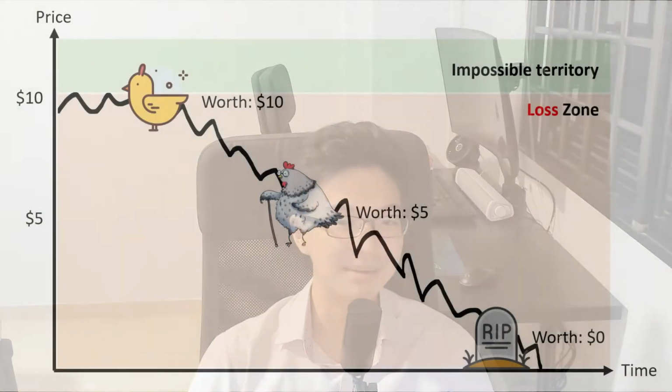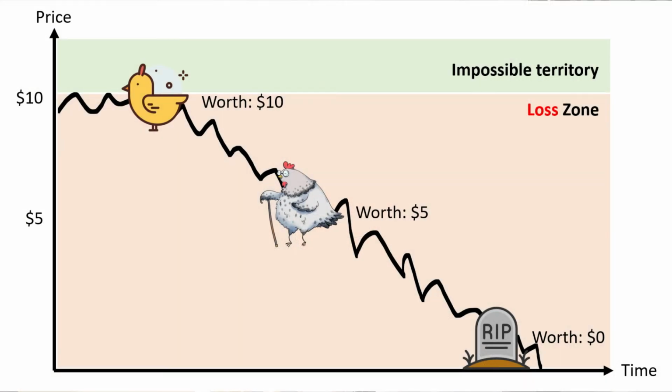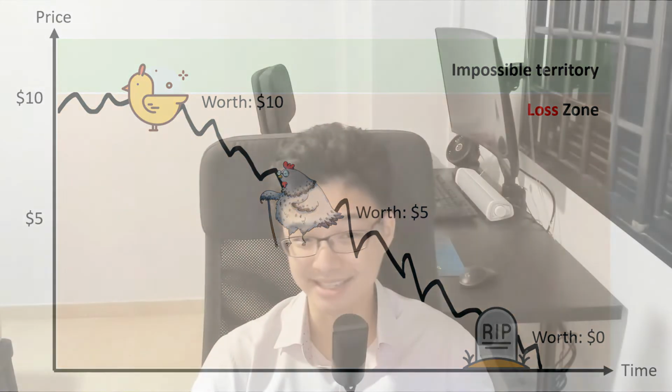Let me give you an example. If you know that the chicken is already starting to show signs of aging and its health is beginning to deteriorate over time, does it make sense for you to invest in this chicken? Especially so if you know that the eventual result is the death of the chicken itself.